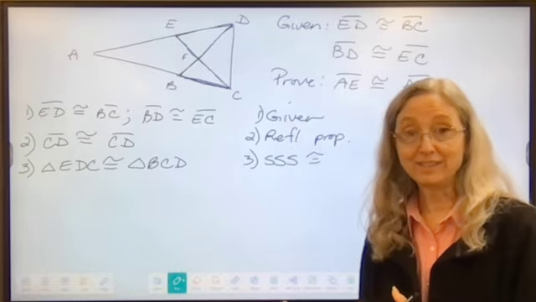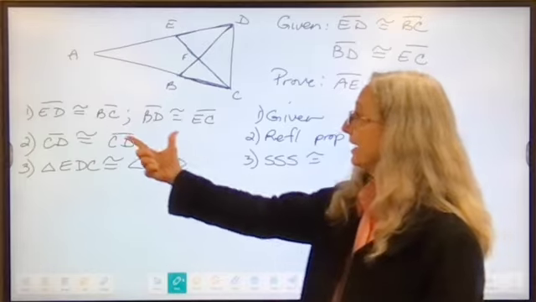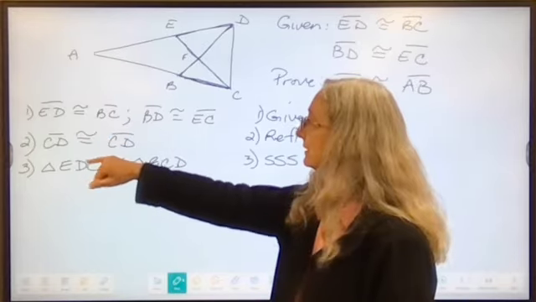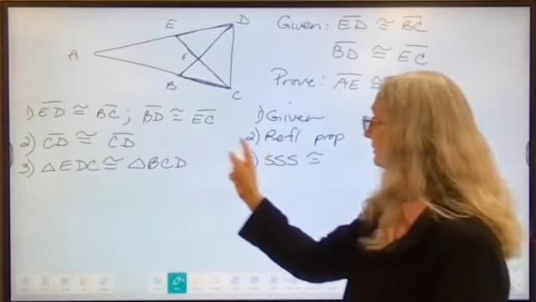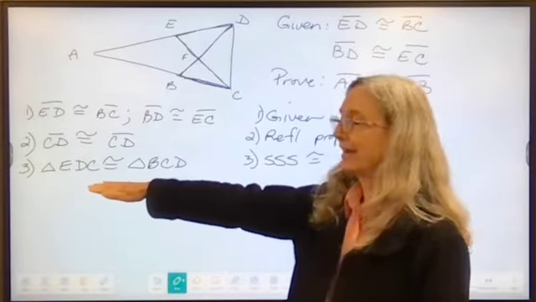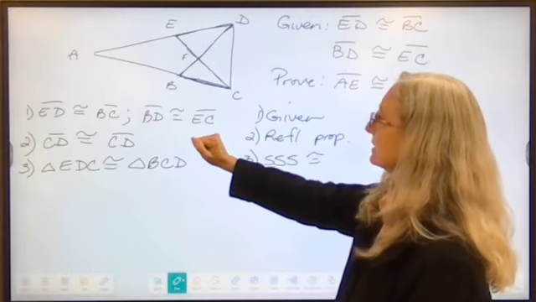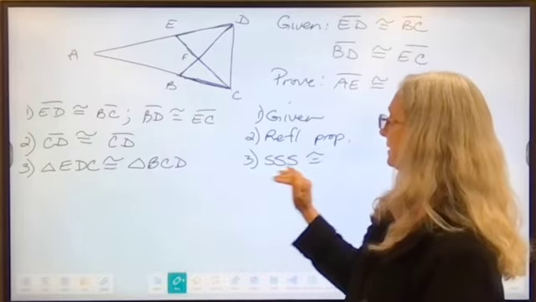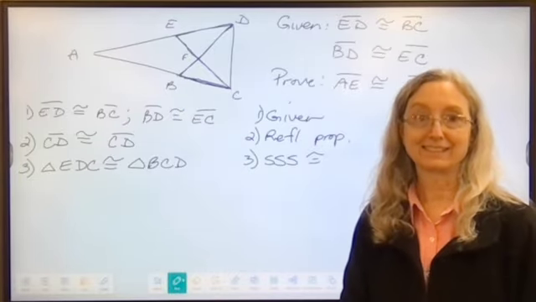Okay, I listed the step one. I got the two sides from my given. I provided this third side using the reflexive property. Now EDC is congruent to BCD by side, side, side.